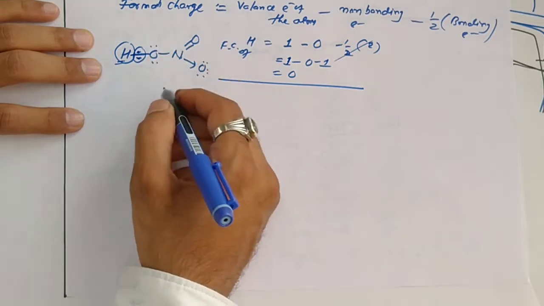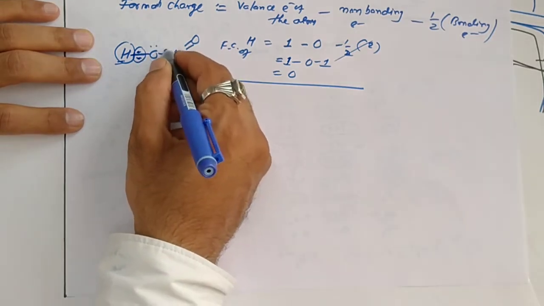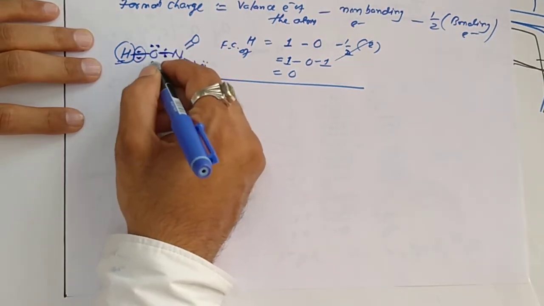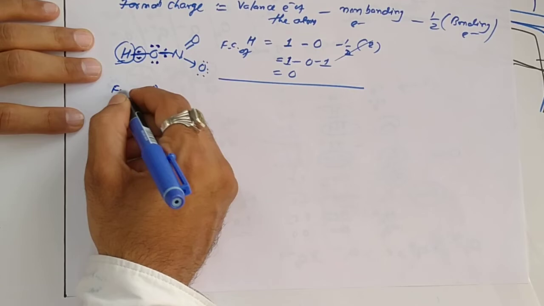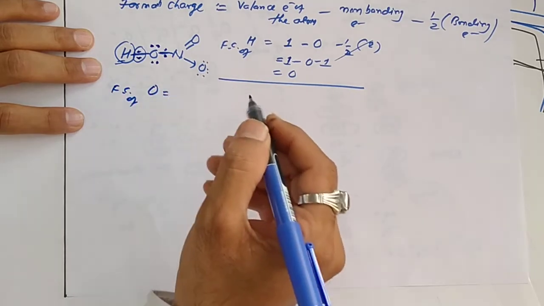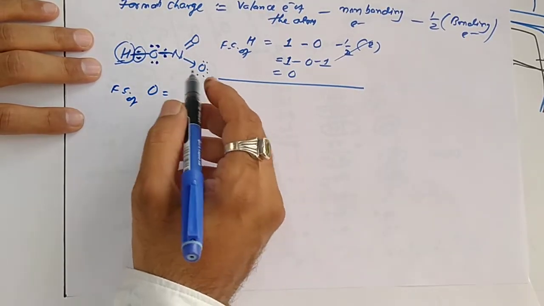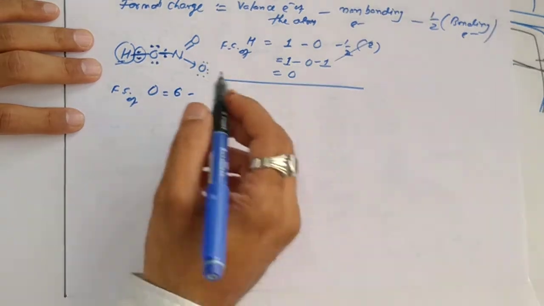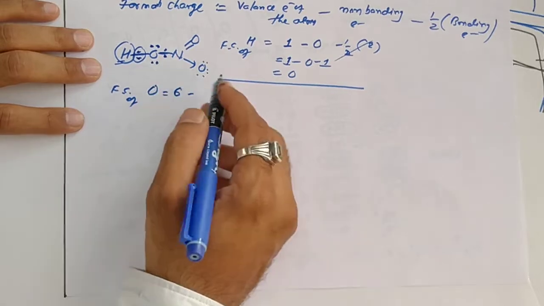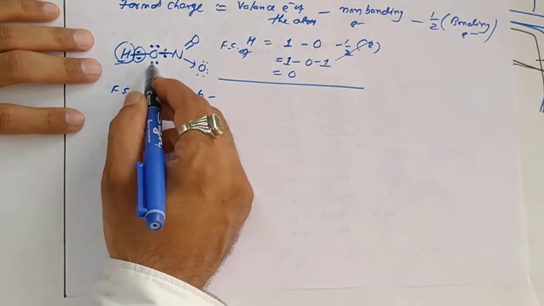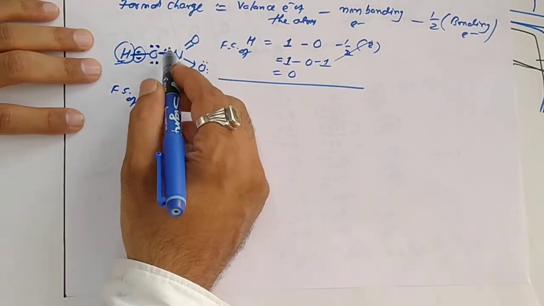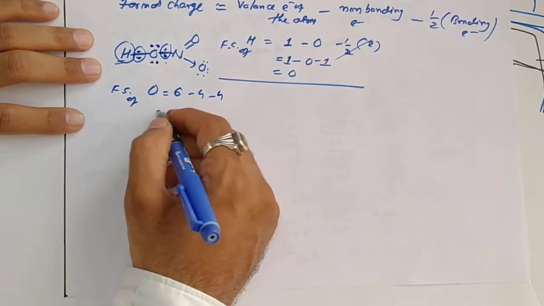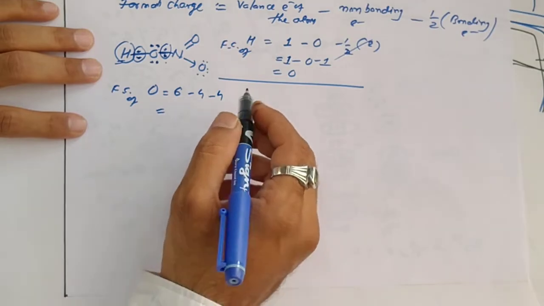Now what about this oxygen? Oxygen has 6 electrons. Out of 6, 2 are bonded, remaining are 4. So formal charge of oxygen equals total number of electrons in oxygen, 6, minus non-bonding electrons, 4, 2 and 2, minus bonding electrons, left hand side 2, right hand side 2, total 4. Divide by 2.